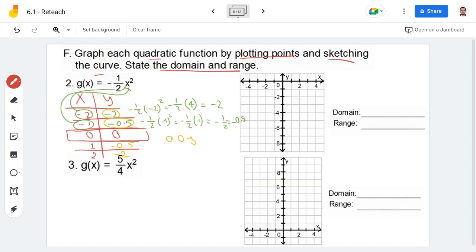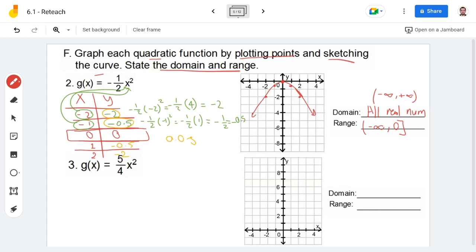Now, if you need to graph, plot the points: 0, 0; -1, negative half, and 1, negative half here; -2, -2 here, and 2, -2 here. So now your graph will look like this. The domain is all real numbers, or you can just say from negative infinite to positive infinite, it's up to you. The range is from the lowest, which is negative infinite, to 0. So this is the range.